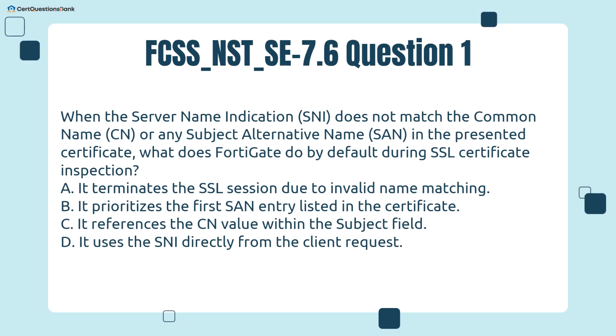When the server name indication, SNI, does not match the common name, CN, or any subject alternative name, SAN, in the presented certificate, what does FortiGate do by default during SSL certificate inspection? A. It terminates the SSL session due to invalid name matching. B. It prioritizes the first SAN entry listed in the certificate. C. It references the CN value within the subject field. D. It uses the SNI directly from the client request.